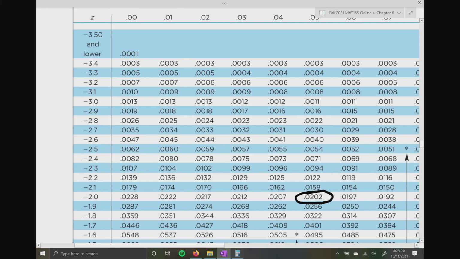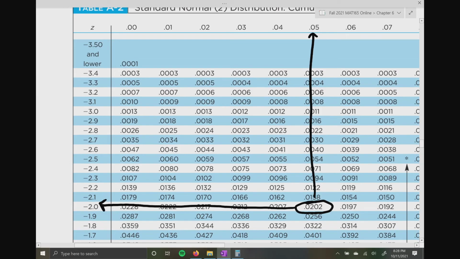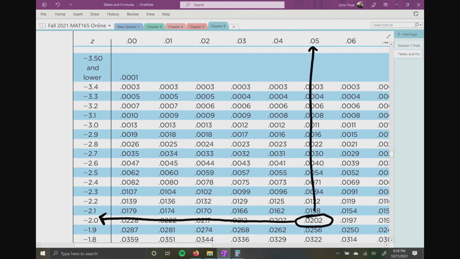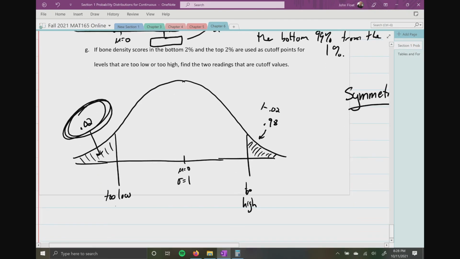It's not perfect, and that's okay, but you need to get as close as possible to 0.02. This is where the table gives that ambiguity, because it's only as good as the data that's on the table. When we use SALT, we're going to get a better answer. But notice here, the z-score cutoff for that is going to be negative 2.05. So if I go back into my notes or into our problem, this cutoff value that's too low is going to be negative 2.05. And because of symmetry, this too high has to be 2.05. Because remember, we're using the bottom 2% and the top 2%.